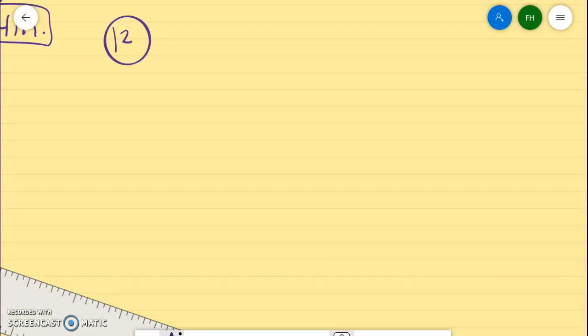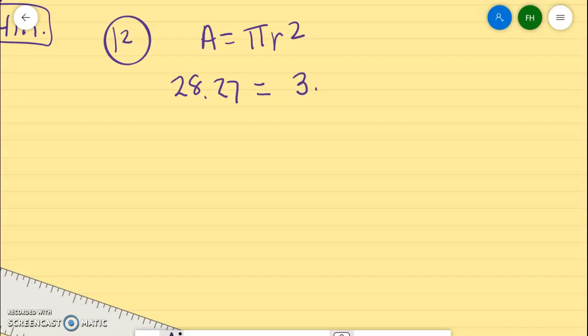Okay, for the next one, number 12, if the area of a circle is, so we're doing area again. So go ahead and write your formula down. And we know the area is 28.27. Find the length of its diameter. Well, diameter is not even in the formula. So first we've got to figure out what r is. So we're going to solve for r.